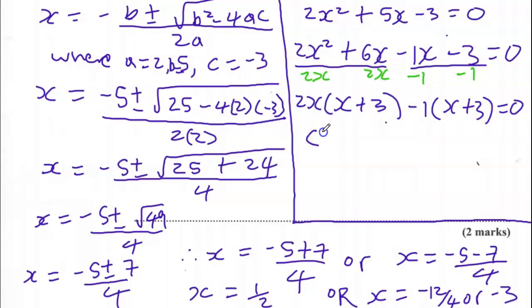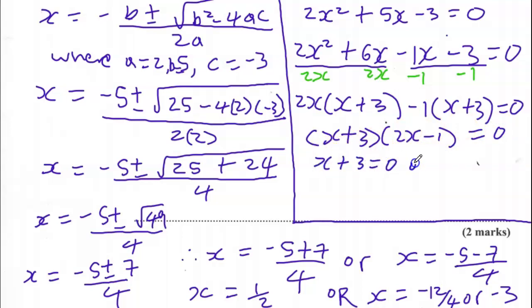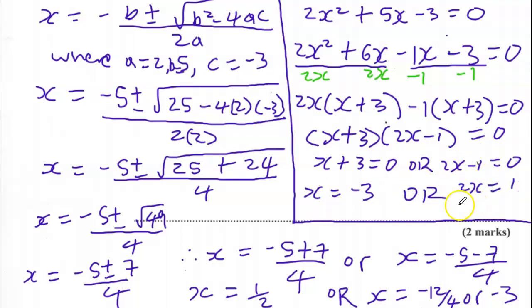And of course, now we have a common factor, x plus 3, and outside the brackets we have 2x minus 1. And to solve with this method, we equate both brackets to 0. So we have x plus 3 equal to 0, or 2x minus 1 equal to 0. And we solve each equation: subtract 3 from both sides, x equal to minus 3. Here, add 1 to both sides. Divide both sides by 2, x equal to a half. So we get the same solution with the factorization method as we did with the formula.